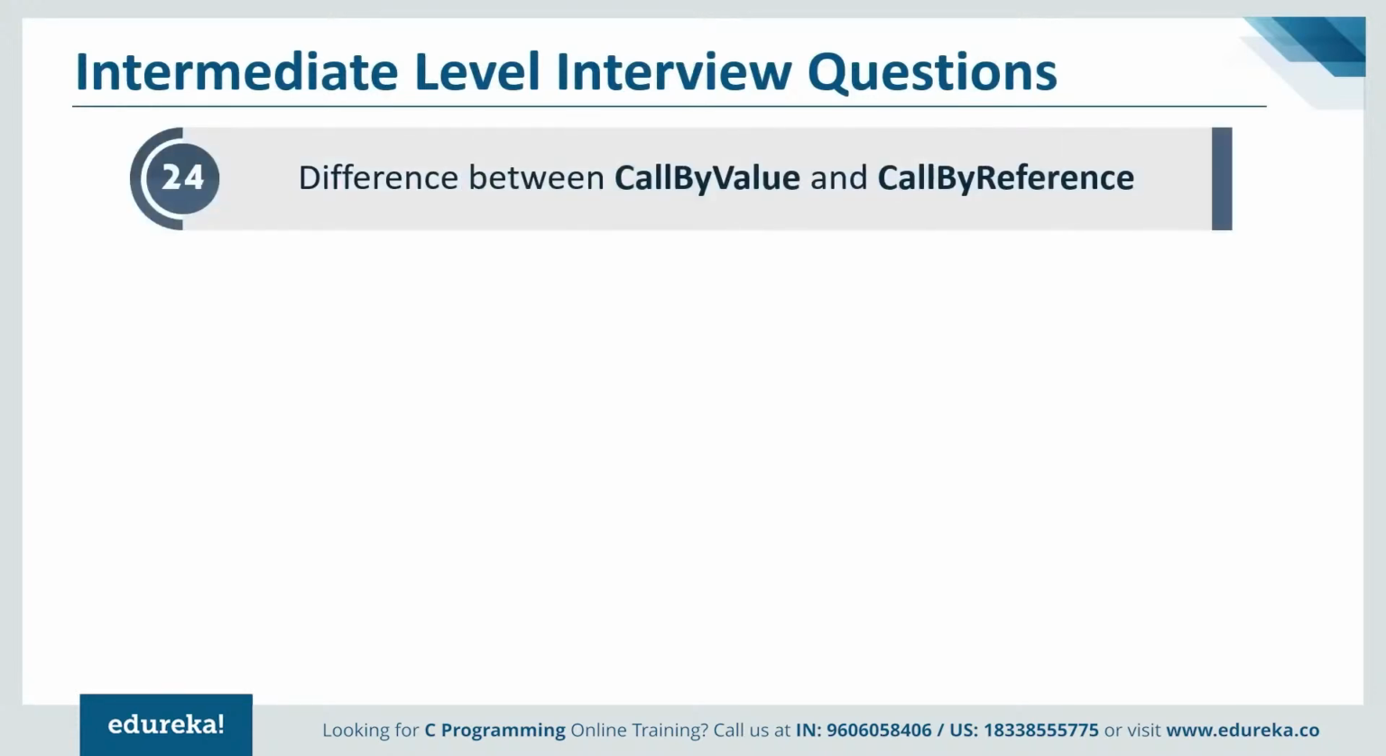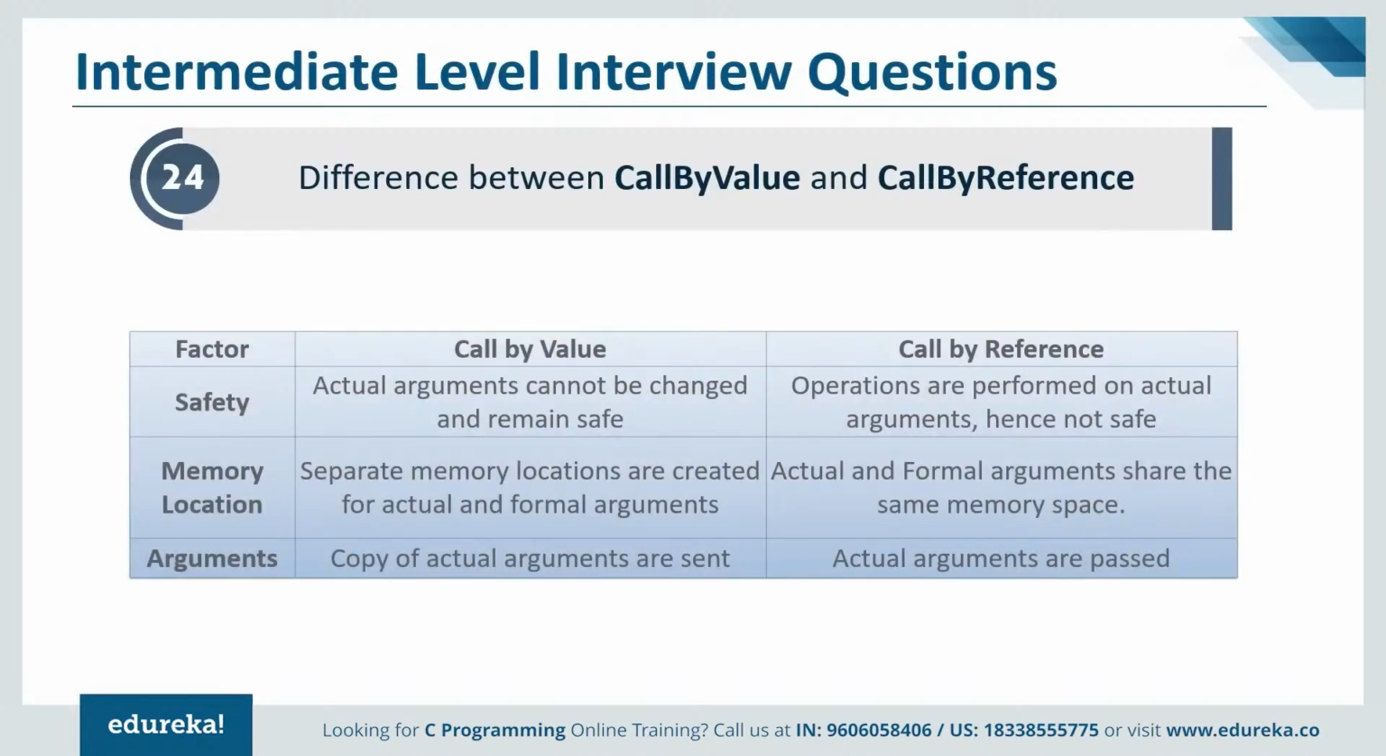Difference between call by value and call by reference. So to understand this in a much better way, let us go through this table. Here we have three factors which vary when we use call by value and call by reference. Firstly, safety. When you call a function by value method, then actual arguments cannot be changed and they remain safe. So what you do exactly here is you send the values to the function from the main program, which is a copy of the values. So even if you apply some operations on the values inside the function, then the actual values which are residing in the main function will not be altered.